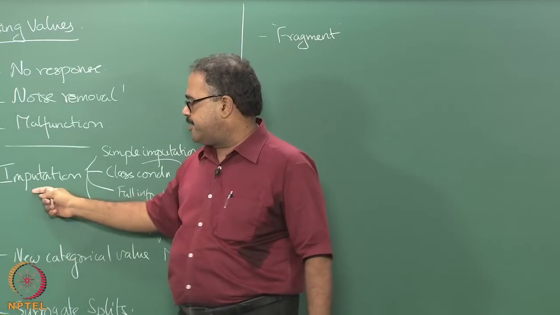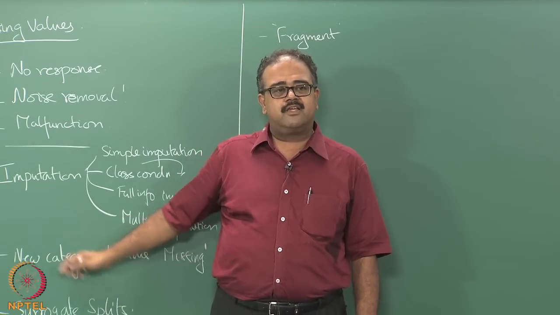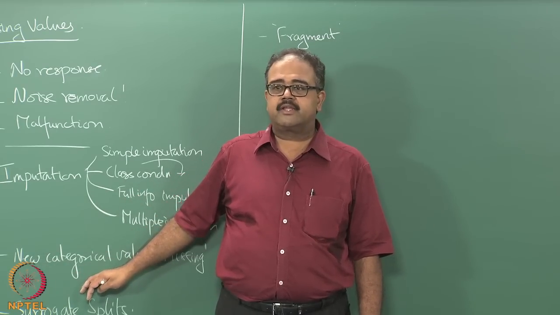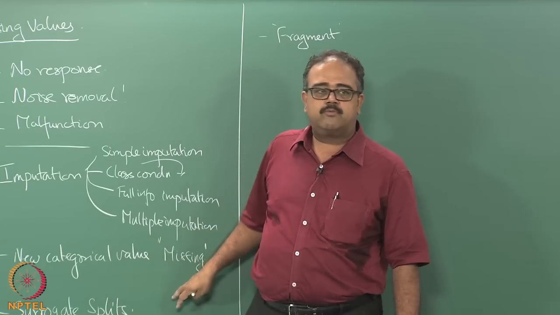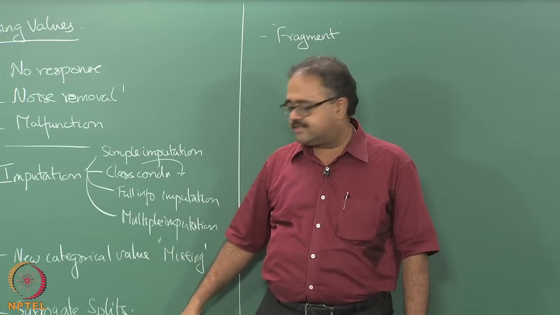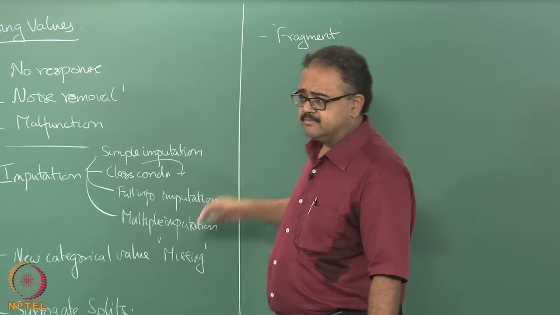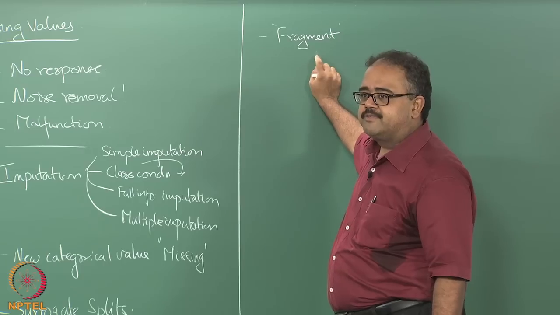So, as you can see, imputation and adding these new categorical values could work with any kind of classifier that you are working with, as long as you have a way of handling categorical attributes, it is just one more value that you are handling, while the surrogate split is something very specific to trees. Likewise, we are going to look at fragment, which is also something very specific to trees.